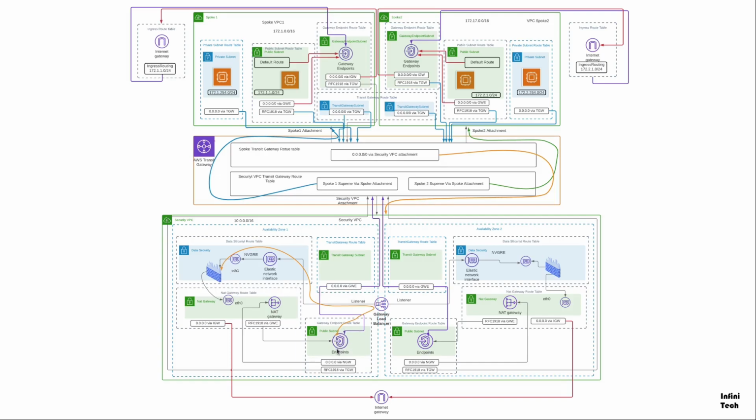The return traffic egresses out of the gateway endpoint. The gateway endpoint route table has an RFC 1918 route to the transit gateway. The return traffic comes back to the security VPC transit gateway attachment. The traffic destination gets checked against the routing table for the security VPC, which has a route to that spoke supernet pointing at its VPC attachment. Traffic finally arrives to the destination EC2 instance. The return traffic will take the same path but in reverse.